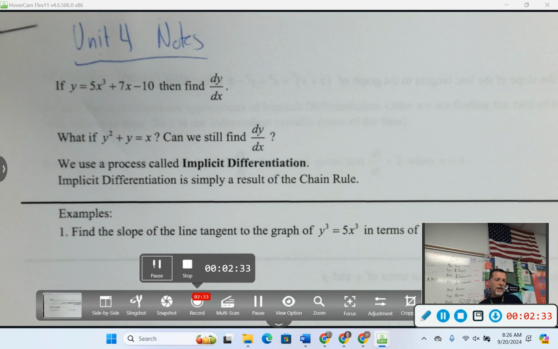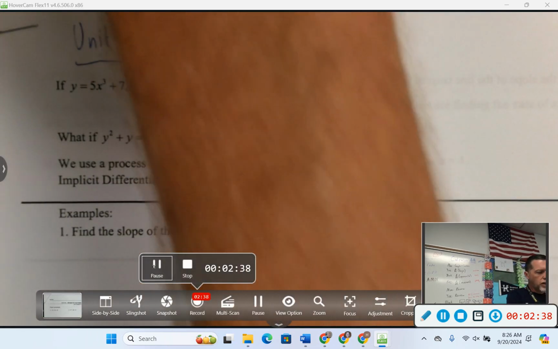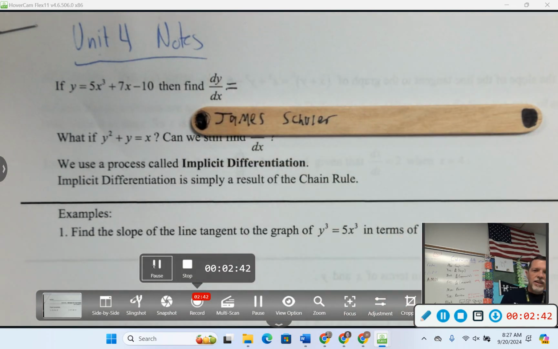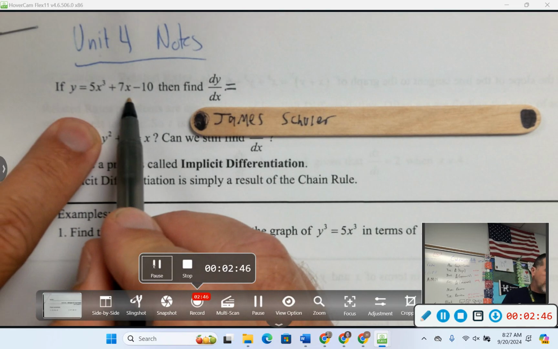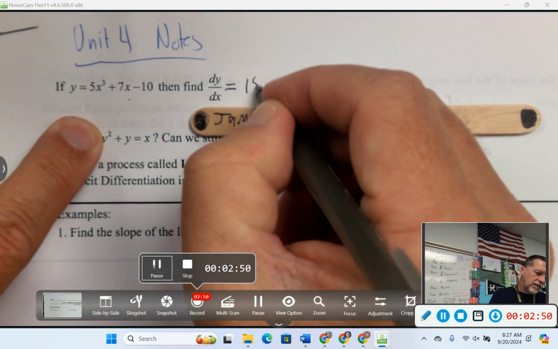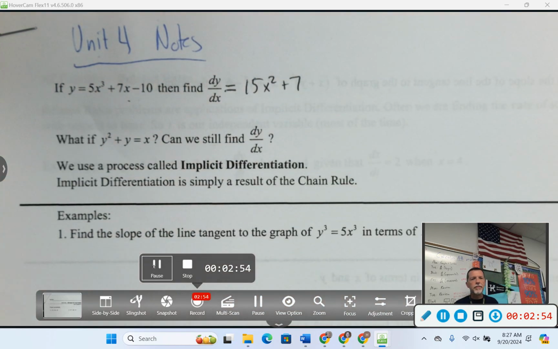So the first one, that's easy stuff, right? That's not anything new. In fact, let's just put James on the spot for all 3 pieces, James. If y equals 5x cubed plus 7x minus 10, then what's dy dx? 15x squared plus 7. Yep. Good. Yes. Why am I shorting people notes today now?